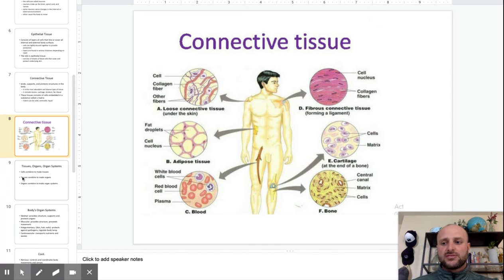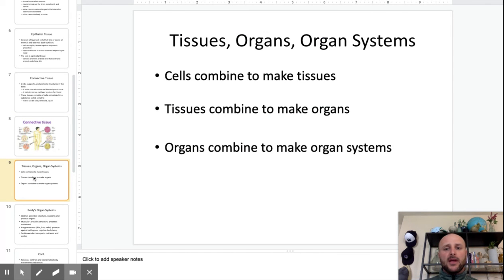Now, we've been using this word tissue for a while. If you remember back from a previous chapter, we said a tissue was a group of cells working together. And then if you got a bunch of tissues working together, you can make an organ, like a liver or a kidney or things like that. And then if you got a bunch of organs working together, you can make an organ system. Our body is full of organ systems.